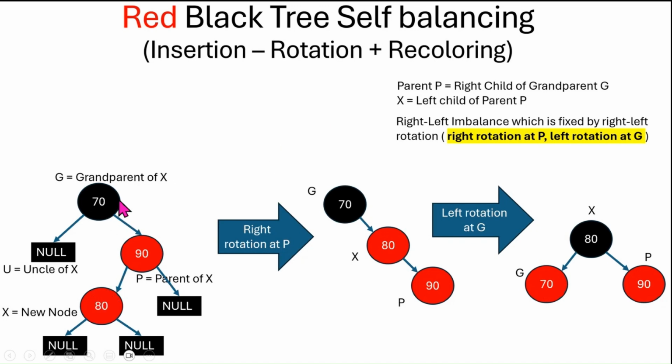So basically the rotations related to these three impacted nodes, grandparent, parent and X, depend on the structure of these three nodes. So there are four imbalance structures for these three nodes, similar to AVL tree, and we apply the specific rotations based on those three node structures to solve the imbalance and also solve the red black tree property violation, which is red violation and black height violation.